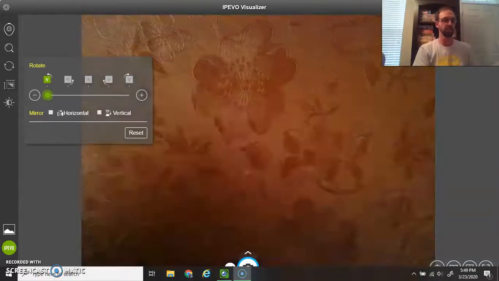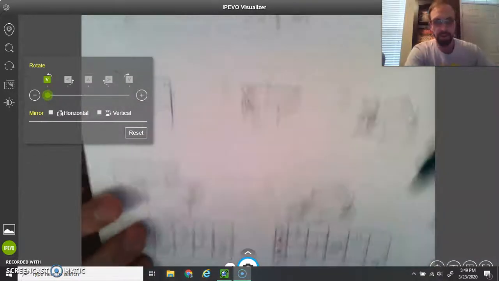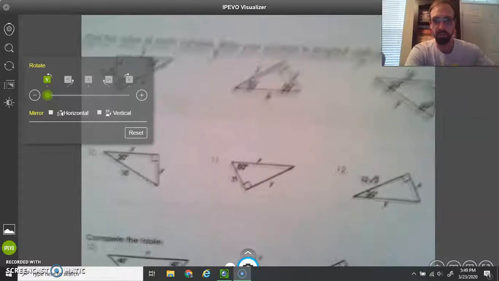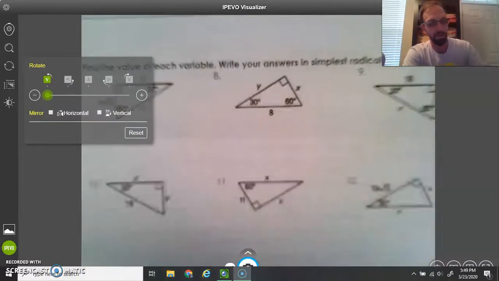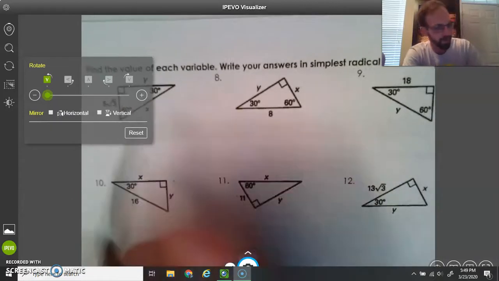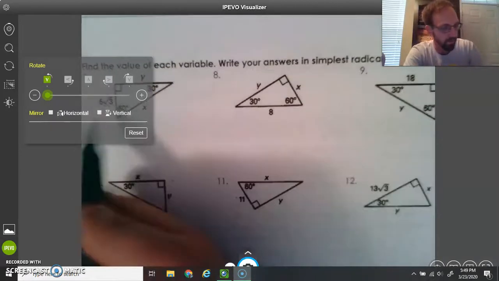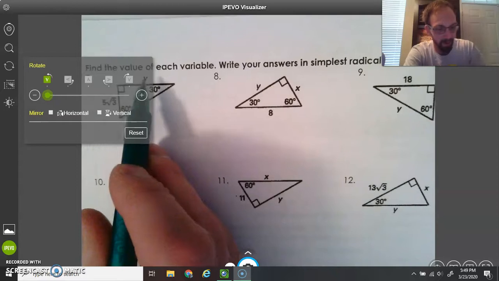Next page, as you can imagine, we just did a bunch of 45, 45, 90. So now we're going to do 30, 60, 90. This one is a little bit different. Because it's a 30, 60, 90, we have one of the sides, and we need to figure out the other one.